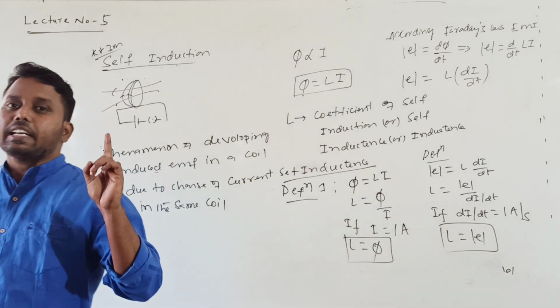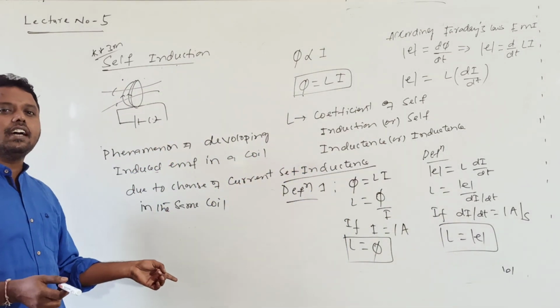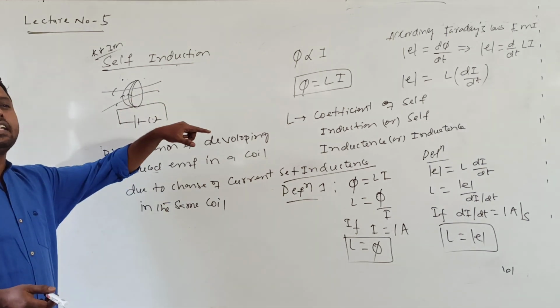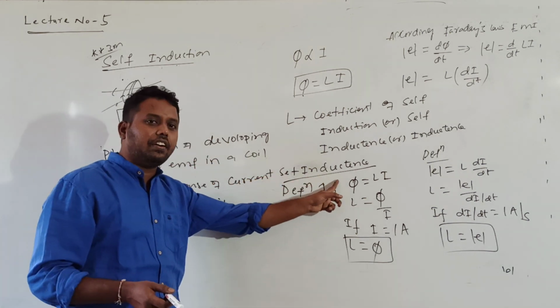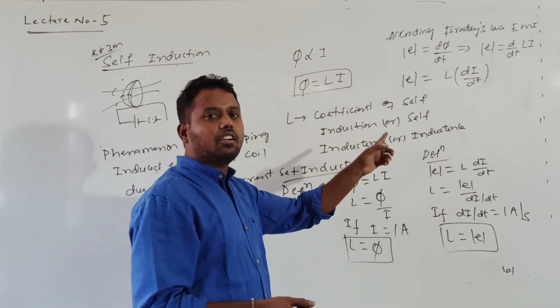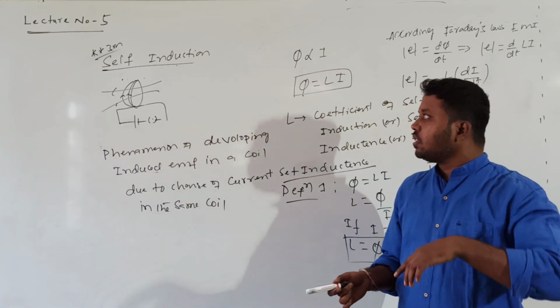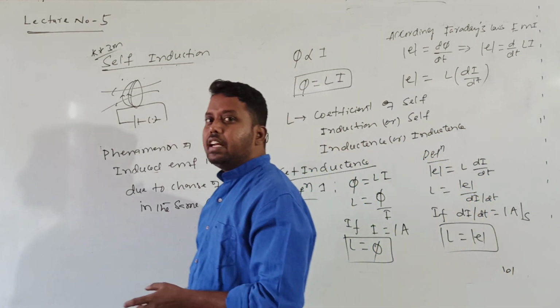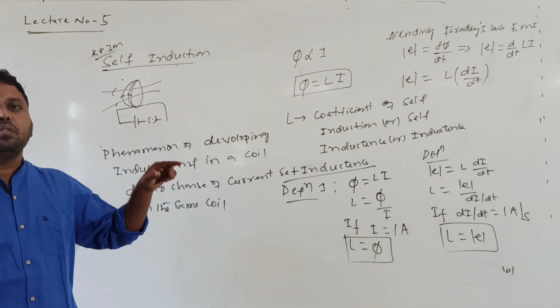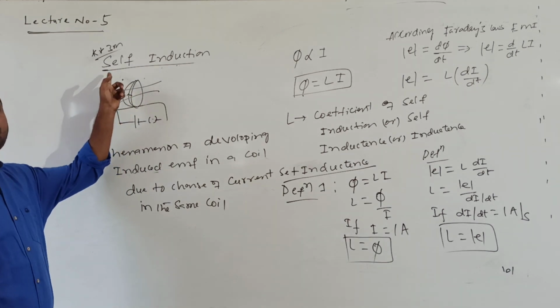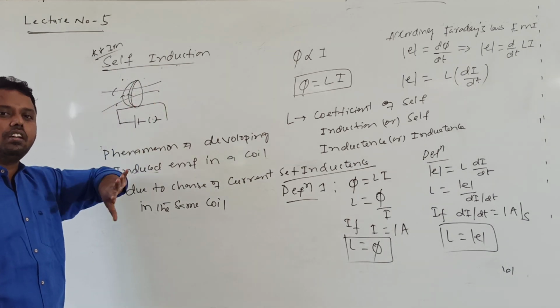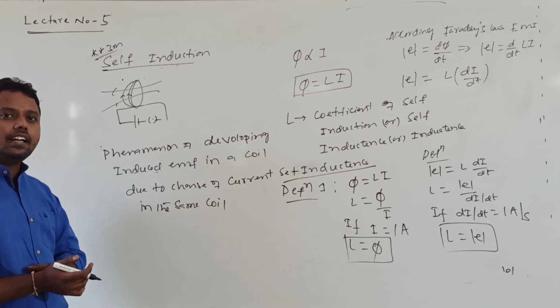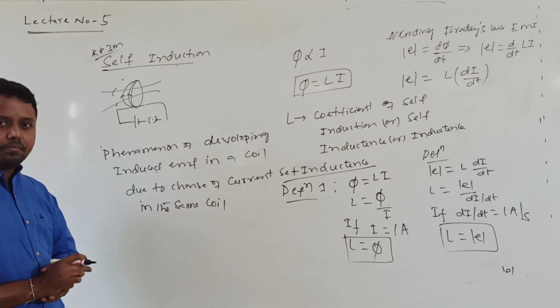Induction is different, inductance is different. Are you getting it? So the self-inductance of a coil, you can define in general as follows. The self-inductance of a coil is a property of the coil due to which the coil opposes the growth of current or change of current in the same coil. Are you getting it? So that is called self-induction.